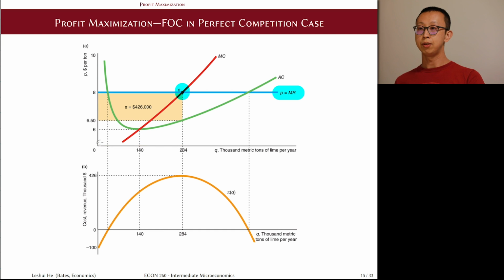Subtracting the total cost from the total revenue, we would have the firm's profit equal to the size of this rectangle here, marked by an orange color. This graph on the bottom simply highlights exactly the same idea, but plotting the profit against the output level.